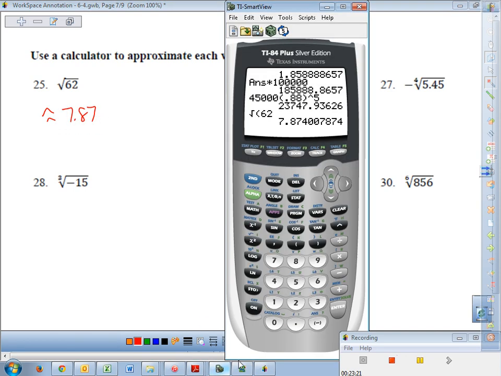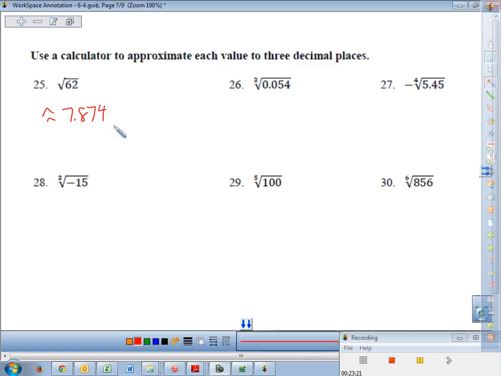Then what's the next decimal that you would put? 4 is correct. If you're rounding to 3 decimal places, you look at the 4th decimal place and see if that is 5 or larger, right? This is not 5 or larger, so you keep the 3rd guy the same. If the 4th guy was 5 or larger, you round him up. So about 7.874. Cool? Everybody knows how to type in a square root. It's the cube roots and the 4th roots and the 5th roots that we're a little inexperienced with.